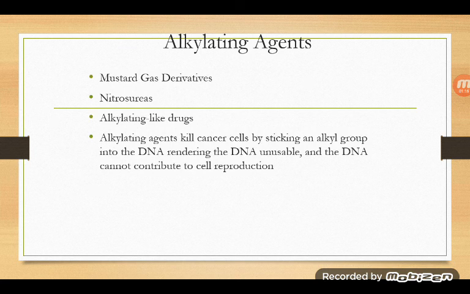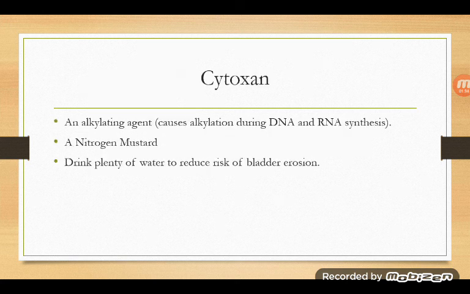Alkylating agents are mustard gas derivatives. They are nitrosoureas. They alkylate. They're alkylating like drugs, so they go in and they stick this little cement alkyl group into the DNA, rendering the DNA unstable and unuseful. Cytoxan is one of these meds. It's an alkylating agent. It's a nitrogen mustard.